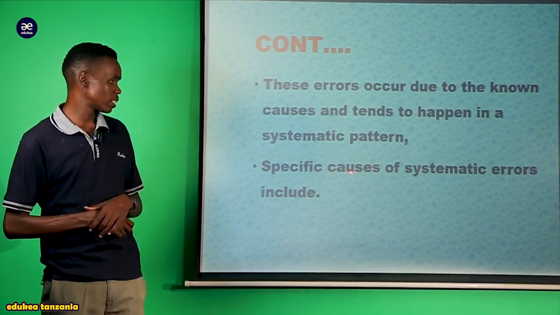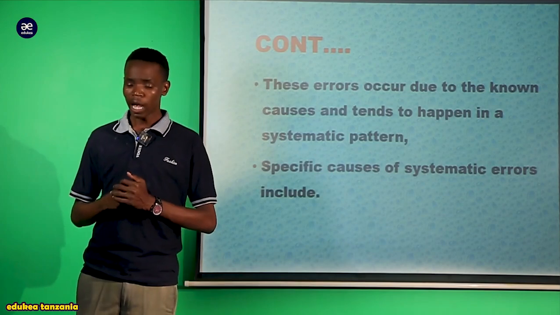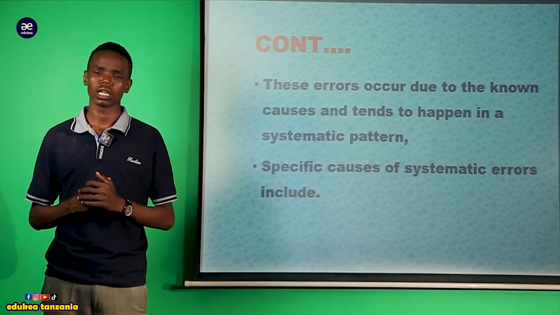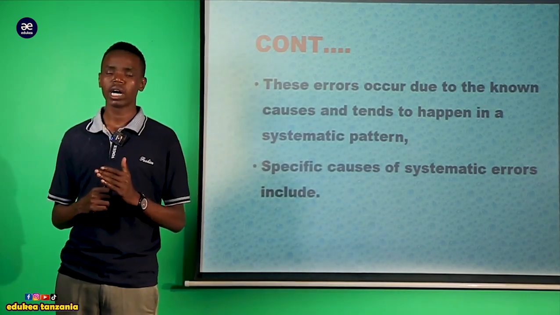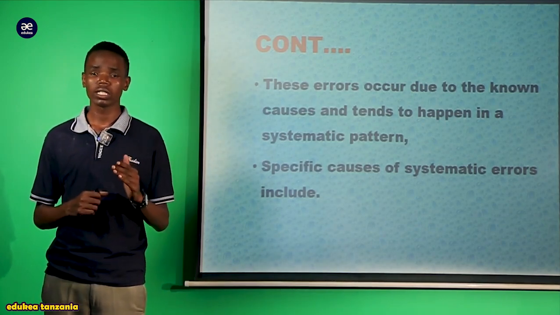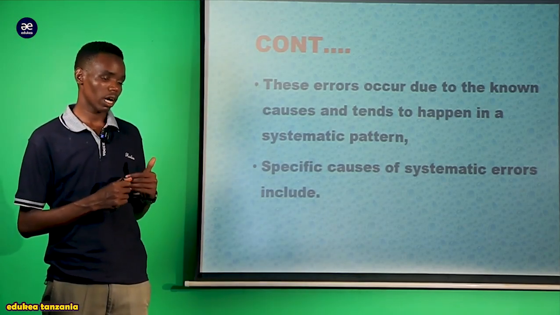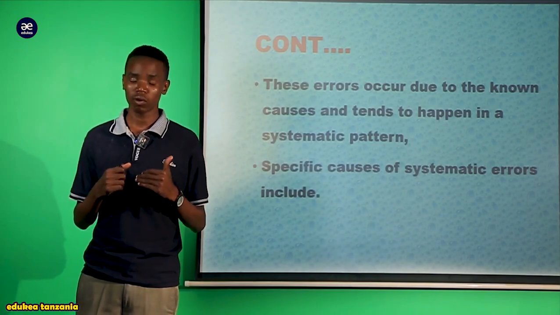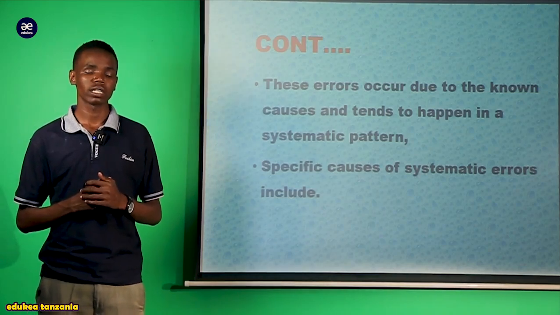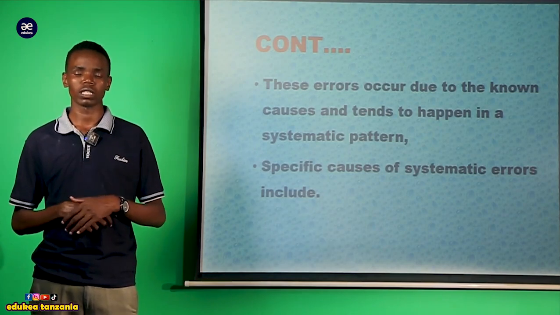So here are the specific causes of the systematic errors. We have several causes of the systematic errors. Baada ya kusoma the definition of the systematic errors, now it is a time to see the causes of the systematic errors. You will be asked how this systematic error can occur. Now, my dear student, we are supposed to understand these causes of the systematic error.